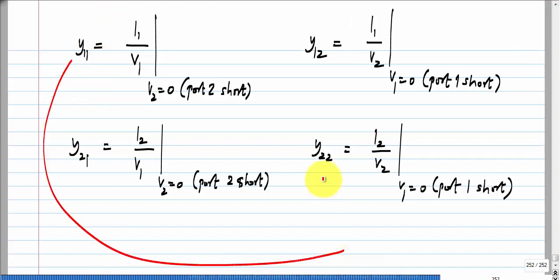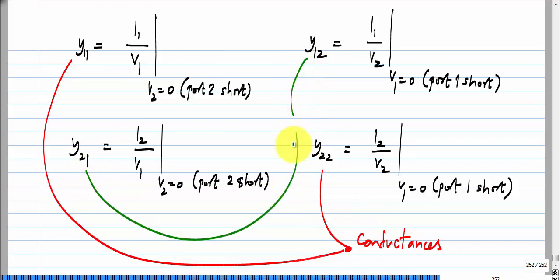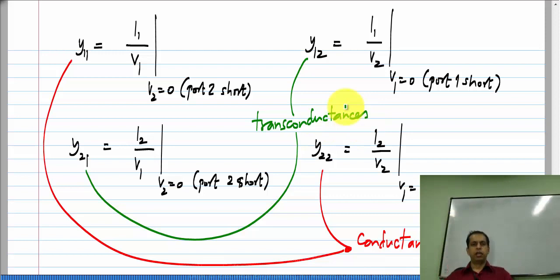Now, these two, Y11 and Y22, are conductances. Of course, under a specific condition. It is the conductance looking into the circuit with the other port shorted, and Y21 and Y12 are transconductances. That is, they are ratios of current to voltages, but not on the same port. The current is at some port and the voltage is at some other port.